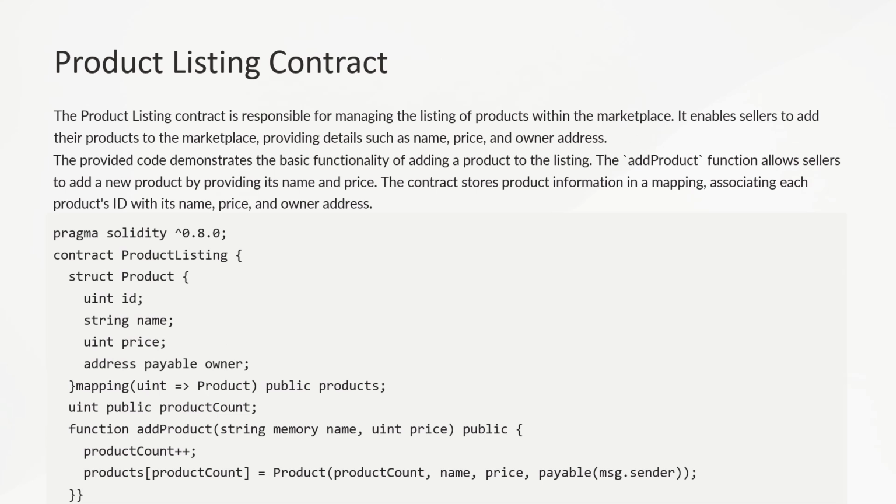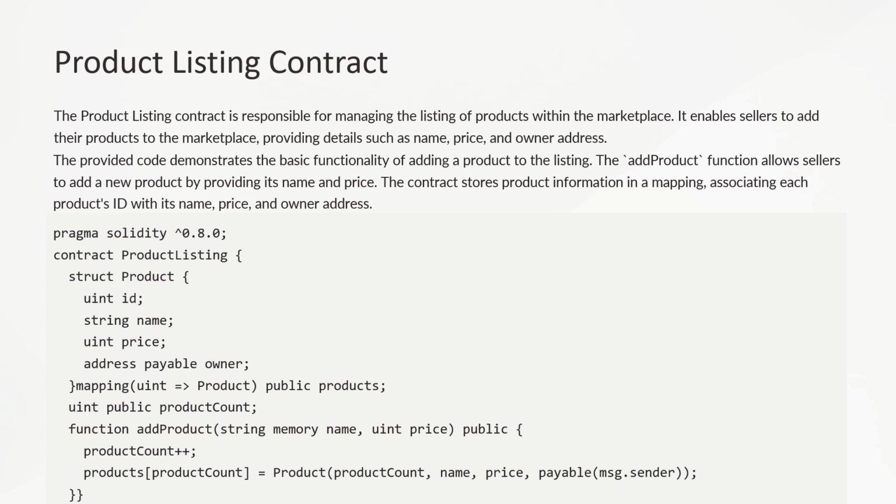The product listing contract is responsible for managing the listing of products within the marketplace. It enables sellers to add their products to the marketplace, providing details such as name, price, and owner address. The provided Solidity smart contract titled ProductListing serves as a crucial component within the decentralized marketplace. It contains a struct Product, which defines a structure representing a product with fields for id, name, price, and owner, which is the seller's address. Products is a mapping that associates a unique id with each product, allowing for efficient storage and retrieval of product details.